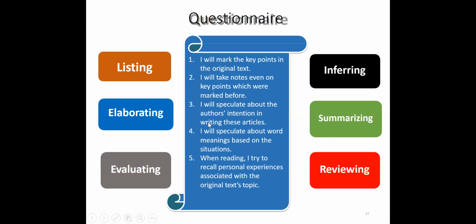For example, the first question and the second question focus on the first strategy. I will mark the key points in the original text. I will take notes on the key points which were marked before. Then there are the inferring strategies. At question 3, I will speculate about the author's intentions in writing these articles, and the other questions go with other strategies.